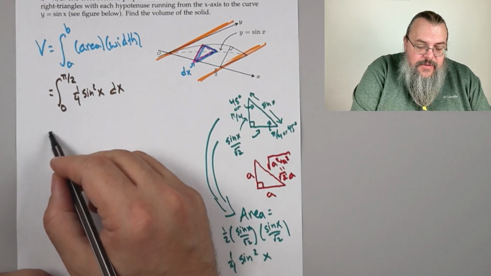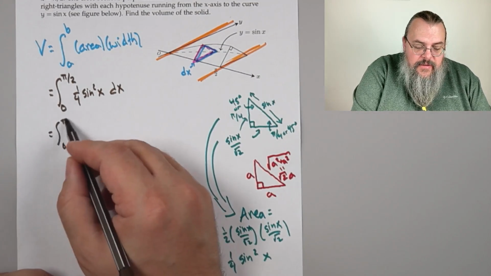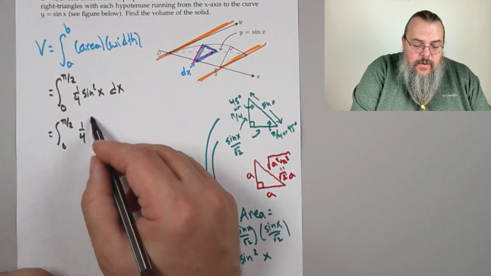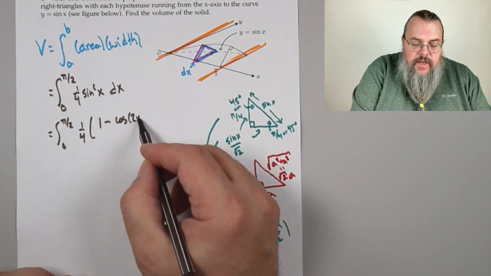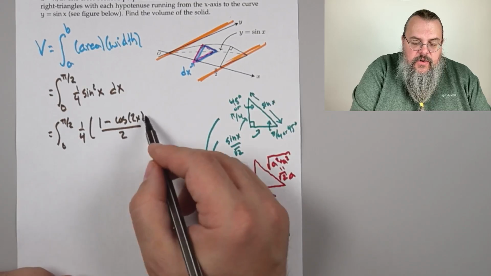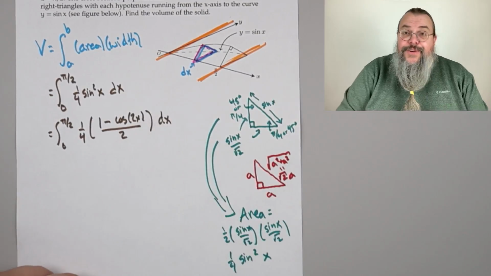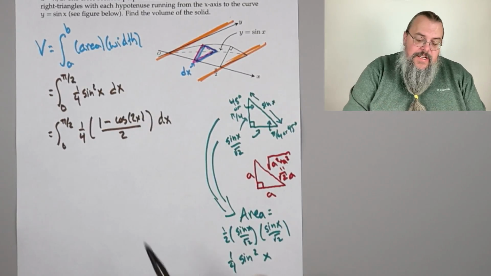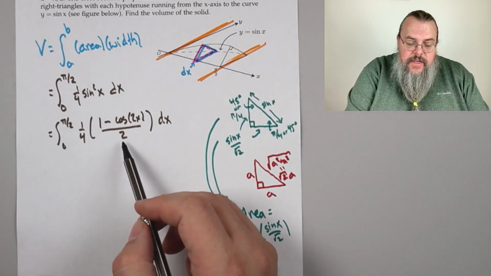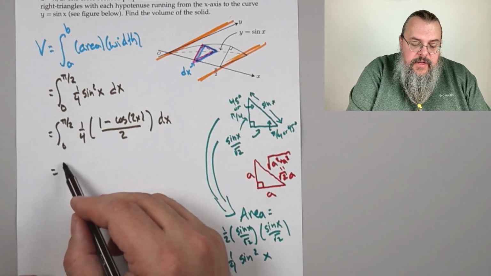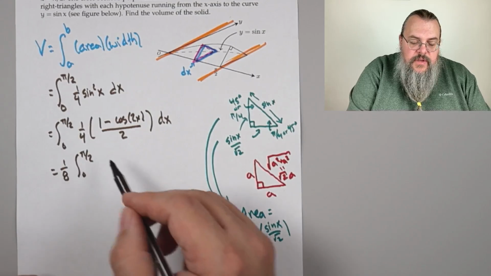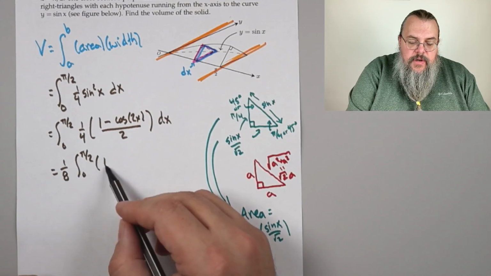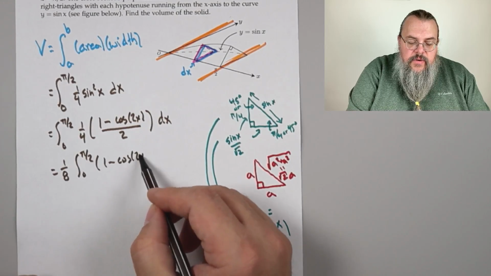In particular, this is the same as 1 minus cosine 2x over 2, one of our classic trig identities. Well, we have a quarter and an over 2. We can pull that out as a 1/8 times the integral from 0 to pi over 2, and we have 1 minus cosine 2x.